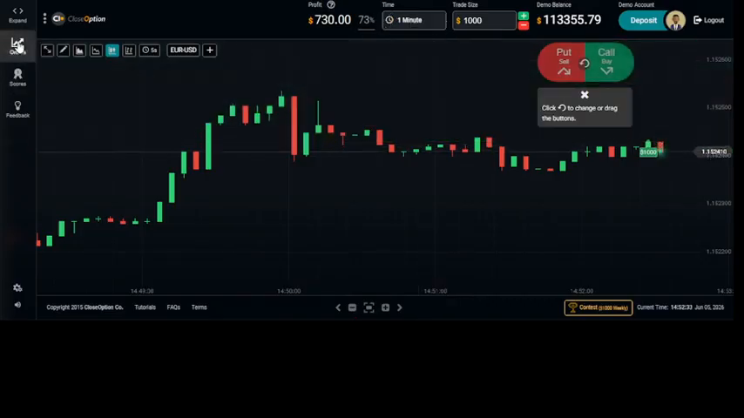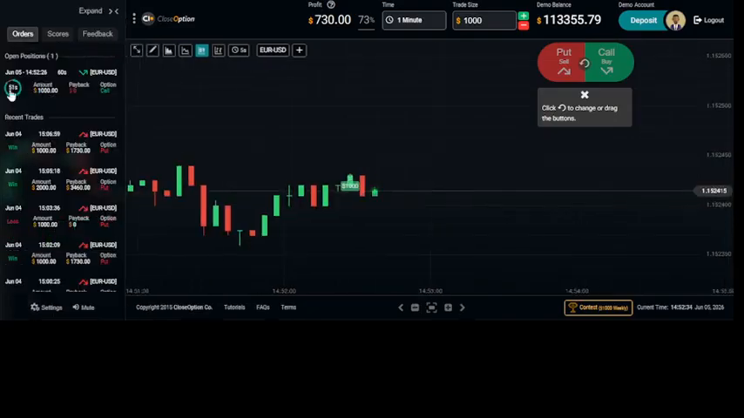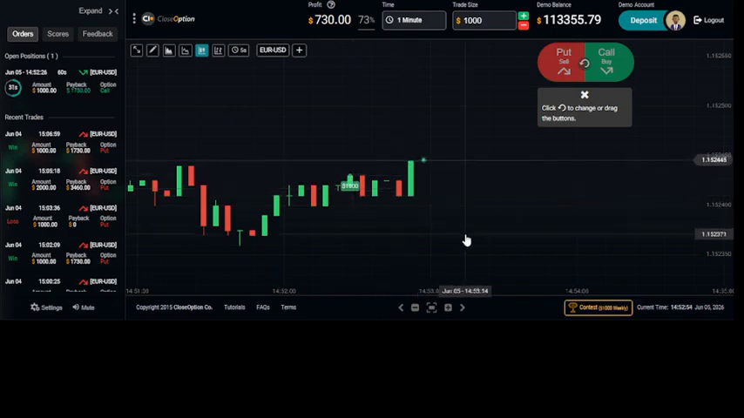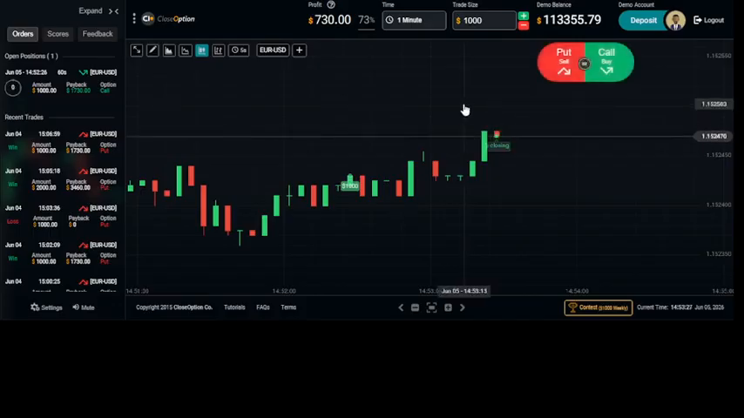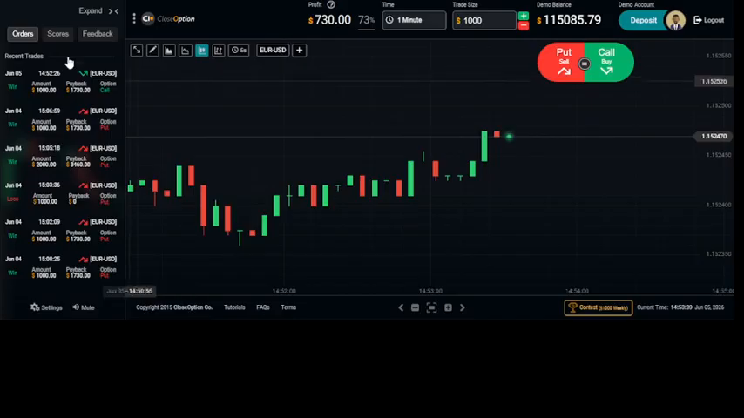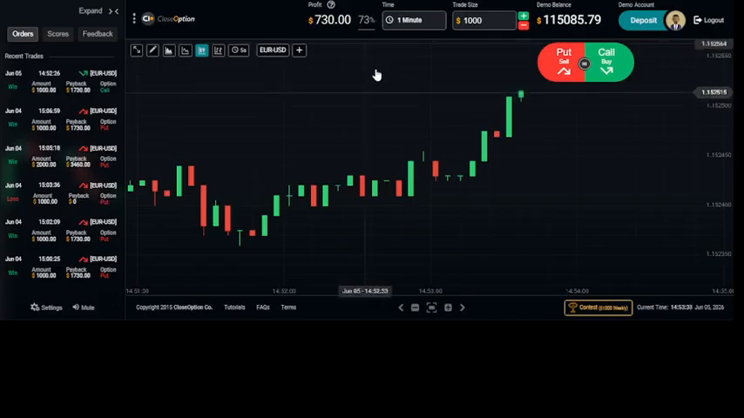And if we click on orders here to the left, we see the trade log and the timer countdown on the 1 minute trade. So here we go. The trade was taken, a buy trade. Let's monitor this trade and wait for the expiration at the end of 60 seconds. Okay, if you notice here to the left, the trade was a winner. It was in the money. It generated a $730 profit on that trade.